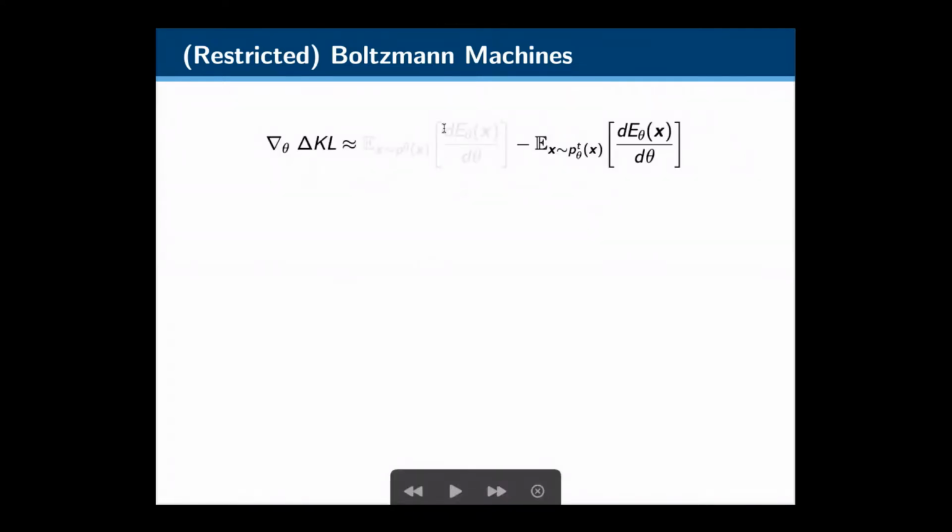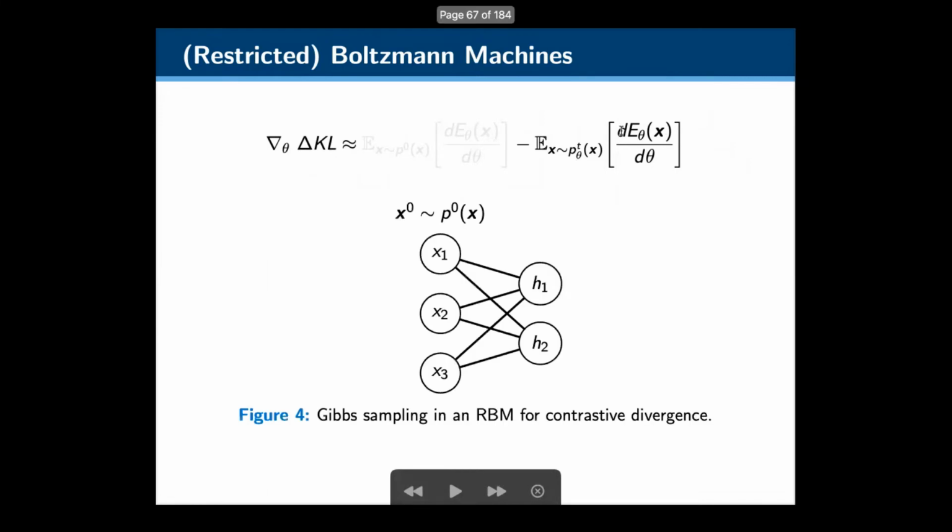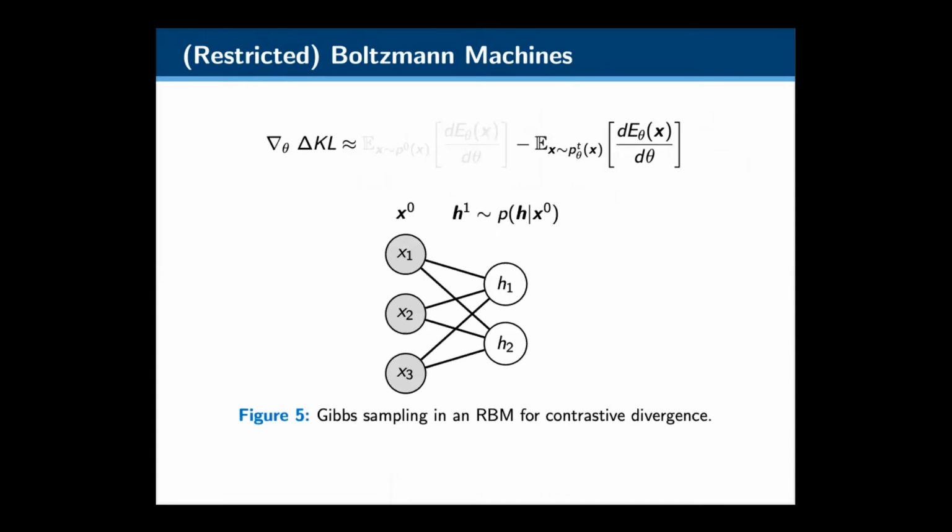The first term in the contrastive divergence update rule is tractable and nice, so we're not going to talk about it. We're going to talk about the more difficult second term. The way to draw samples from this distribution to estimate this quantity is we first sample a data point, x0, from the data distribution. And then we draw H1, the hidden variables conditioned on that data sample. And then we flip around.